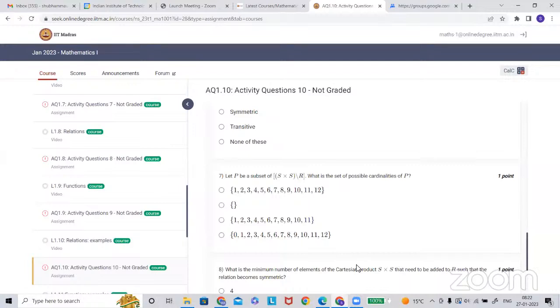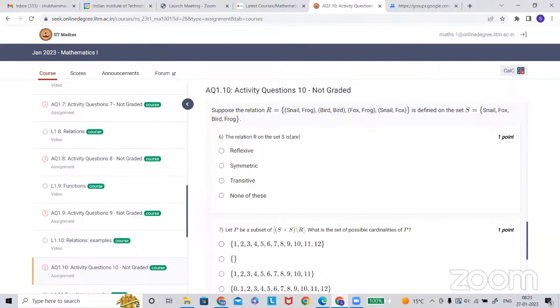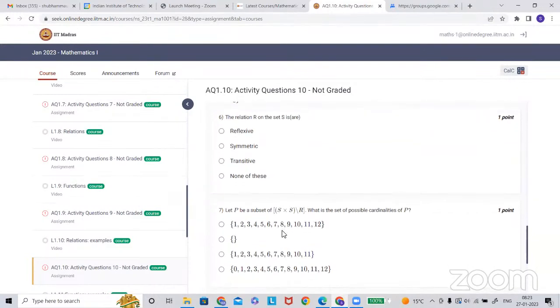Yeah, same logic. Sir, I have a question in this. Can I ask? Yeah. Sir, in the Cartesian product, we simply multiply. If one set has 3 elements and another set has 4 elements, the cardinality of the Cartesian product will be 4 into 3, that is 12. Right? So in that case, we never take the empty set.